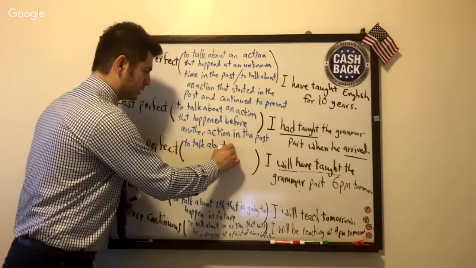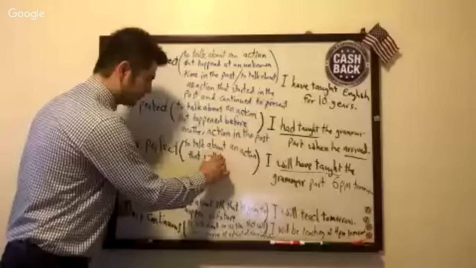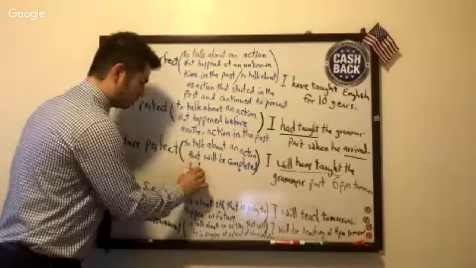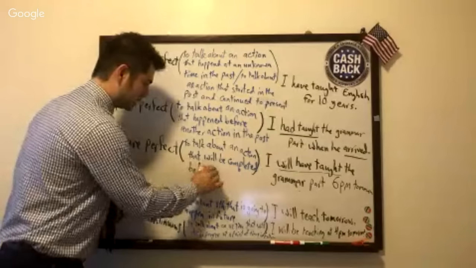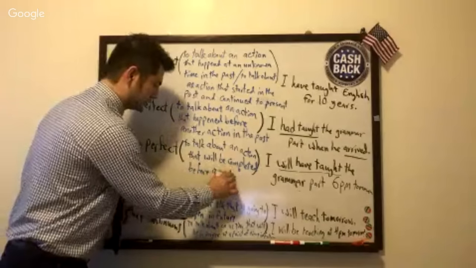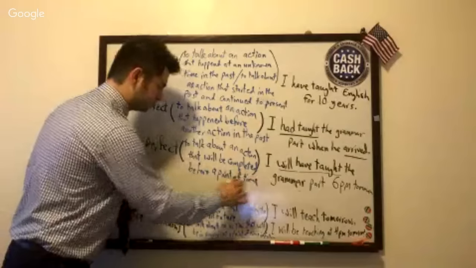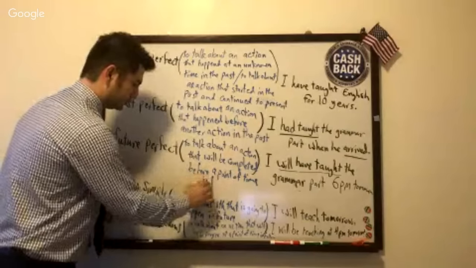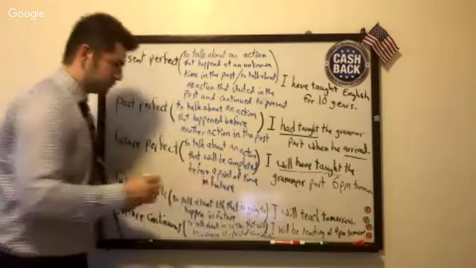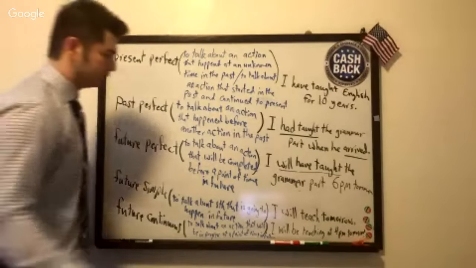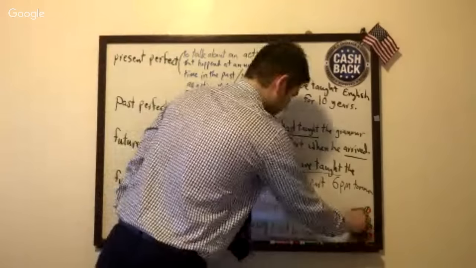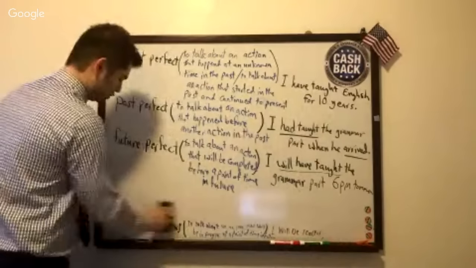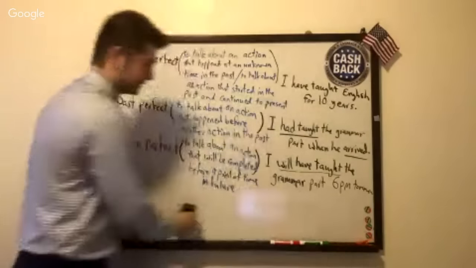An action that will be completed before a point of time in the future. It will be completed before a point of time in the future. So let's get rid of this. So we only have the last 3 tenses. And as I said, keep this in mind.